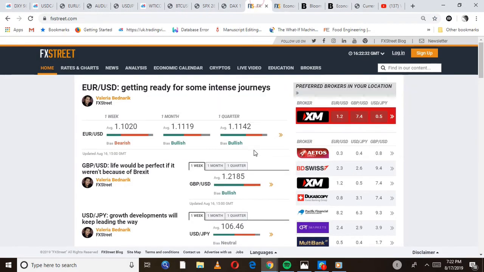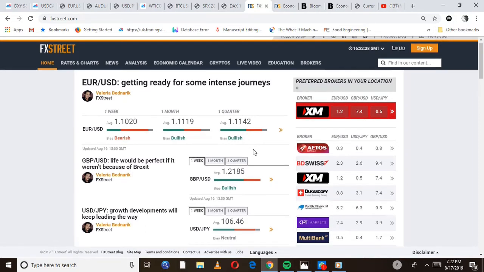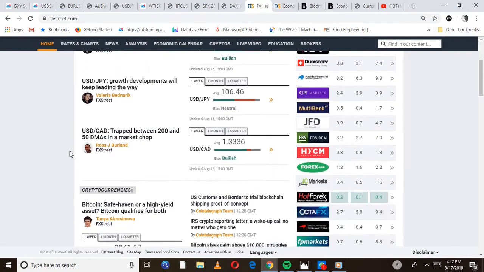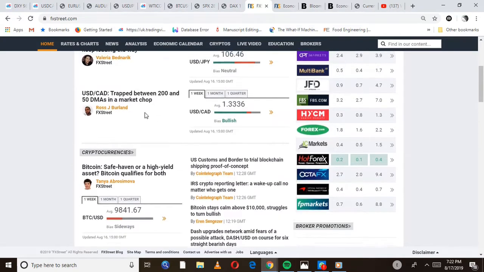If you want me to analyze a bit of fundamentals, go to FX3. You can see traders with their own opinions. As Valeria Bednarik says, the USD is bearish in the next coming week. You can see Mr. Ross J. Burland says USD CAD is bullish for the next coming week. This is actually the trade you just talked about.